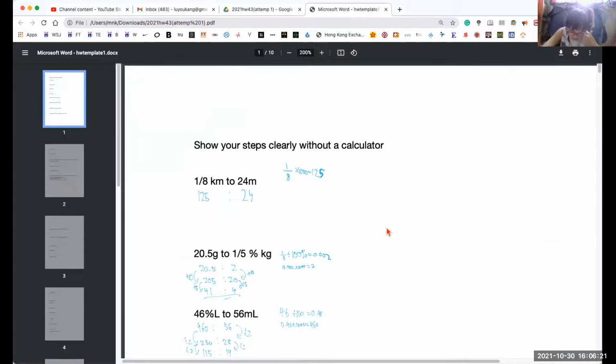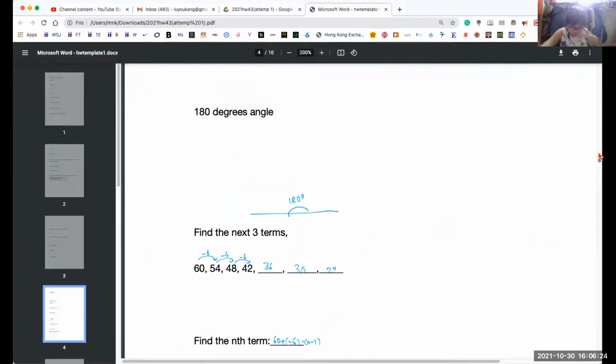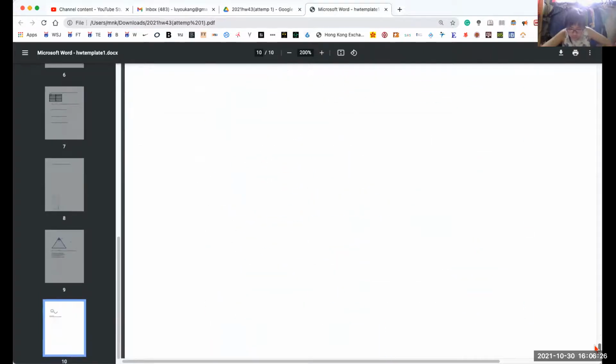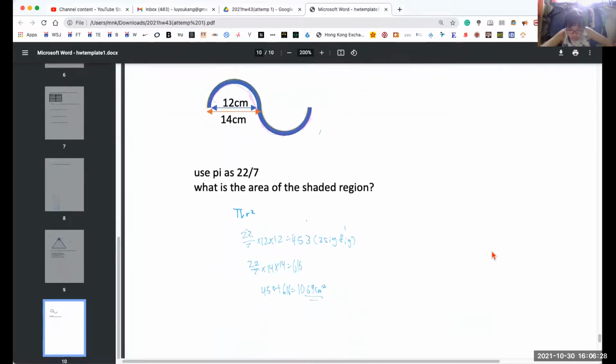Okay. So let's go to the last question. Okay, for this question, shaded region. What do you observe for this question? Do you think you are correct or not? I'm not sure.